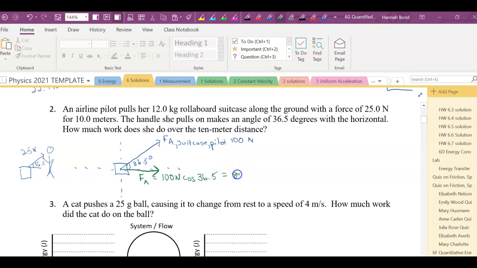Which is 80.39 newtons. And if we're looking for the work, it is that component of the force that's parallel to the displacement times the delta x. And so that's the 80.39 newtons times the 10 meters, which is 803.9 joules. Okay.